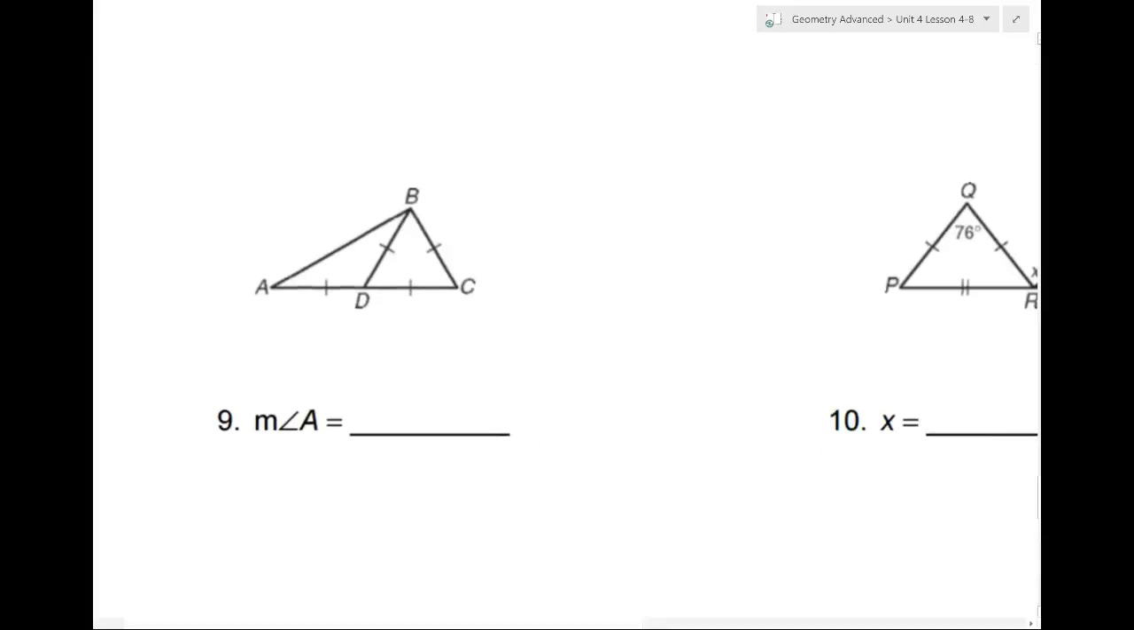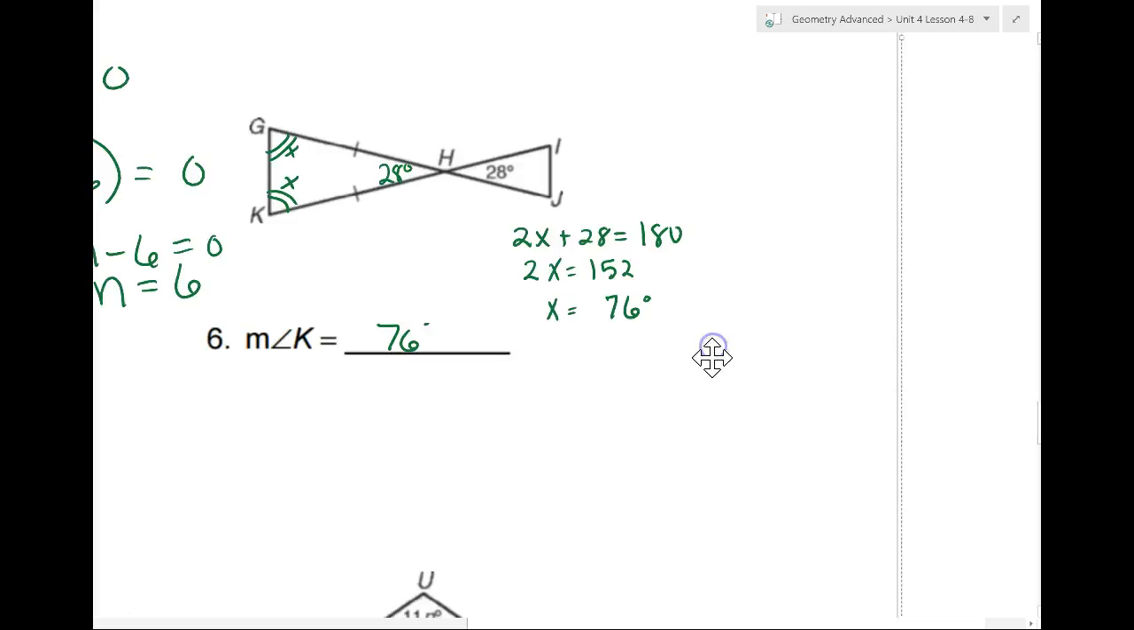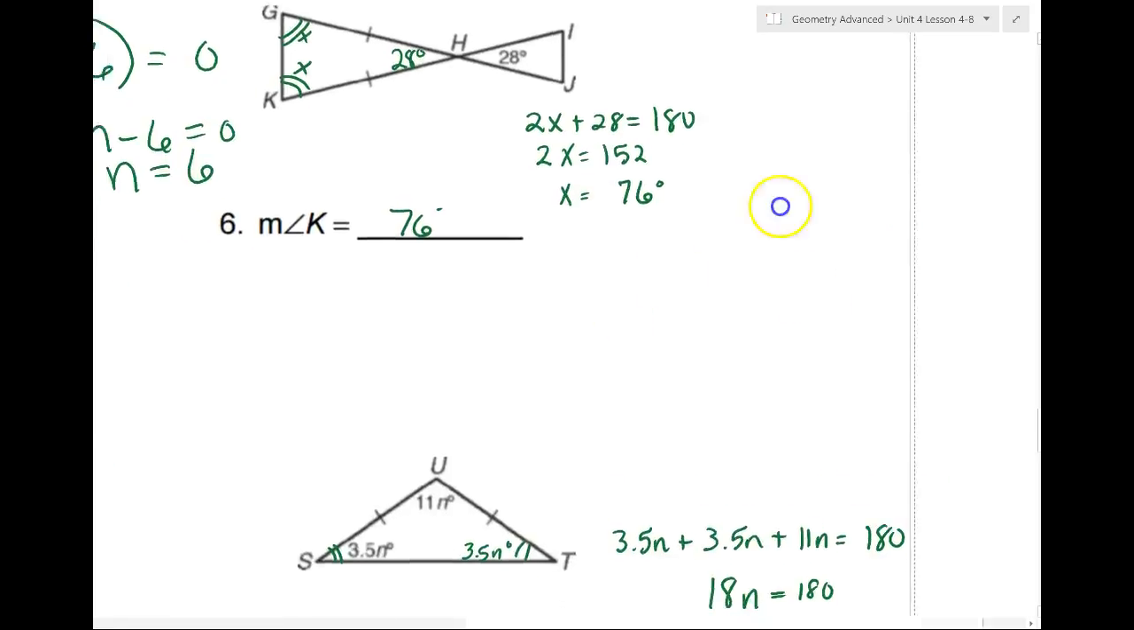This time it says find the measure of angle A. I'm going to let you guys try it. My one hint is mark in everything you know. So go for it. You try A on your own first. The last problem for you.